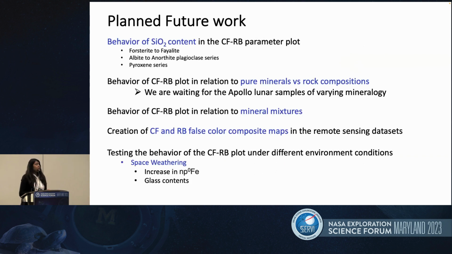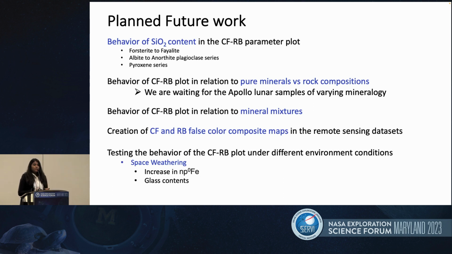Our planned future work is to test the robustness of this approach, to see the behavior of SiO2 weight content, for example, and also the other transition metal contents, for example, moving from forsterite to fayalite, or the albite-anorthite series and the pyroxene series. We also want to test how the pure minerals and the rock compositions behave. To do that, we have requested Apollo lunar samples of varying bulk mineralogy and will see how they sit on this plot. Can we really map the lunar mineralogy using this approach?